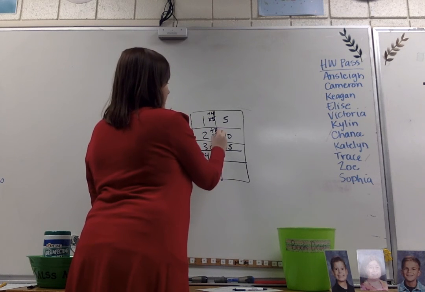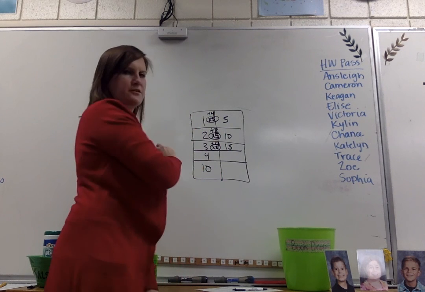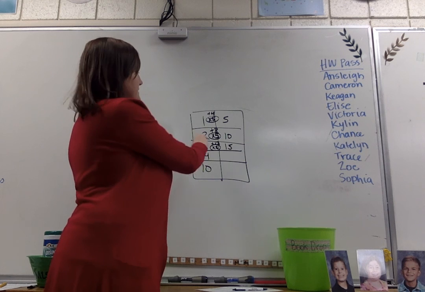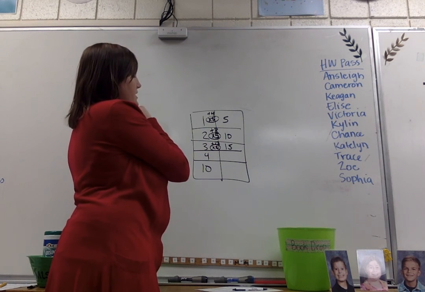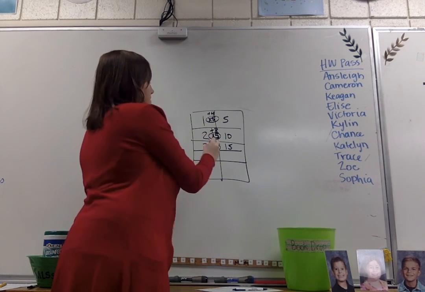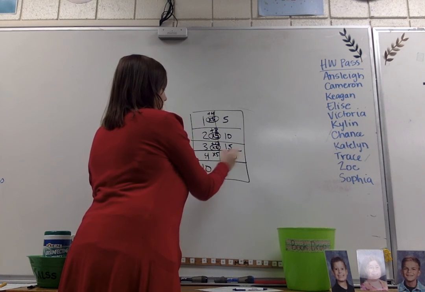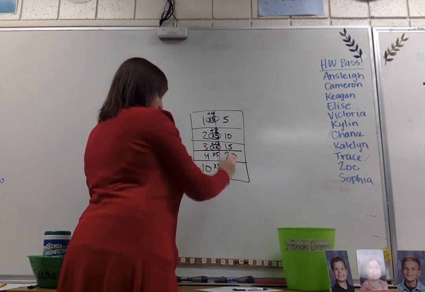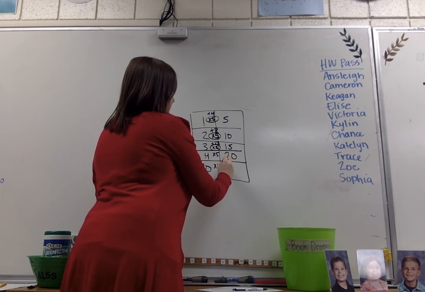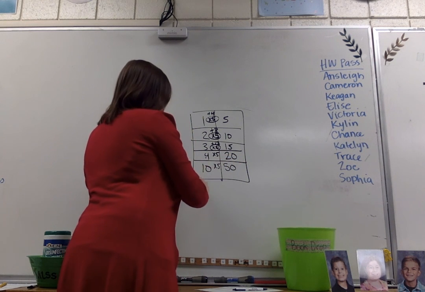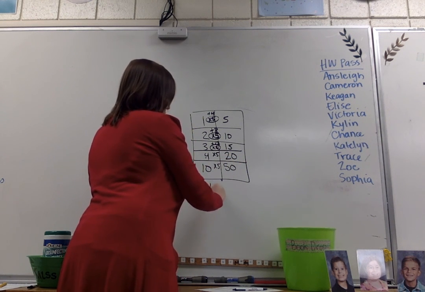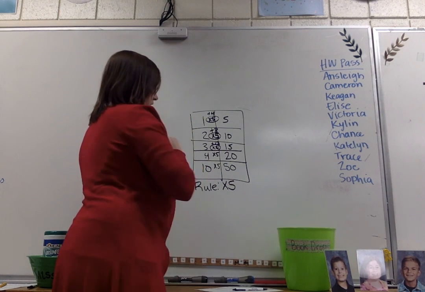I'm noticing that times 5 is the same pattern for all of those. That's the same operation, the same rule I seem to be using. So I bet I'm doing times 5. 4 times 5 would equal 20. 10 times 5 would equal 50. And it asks you, what is the rule? Make sure you don't skip the rule here. You need to make sure you're right. The rule is times 5.